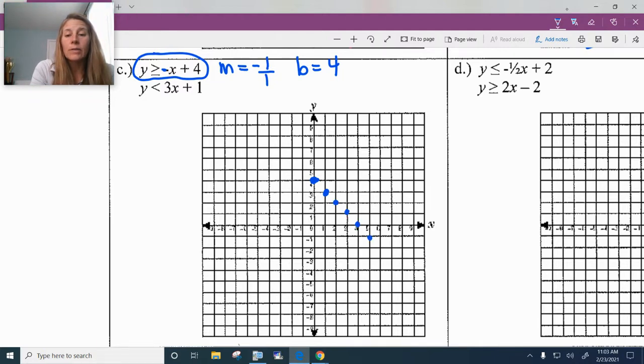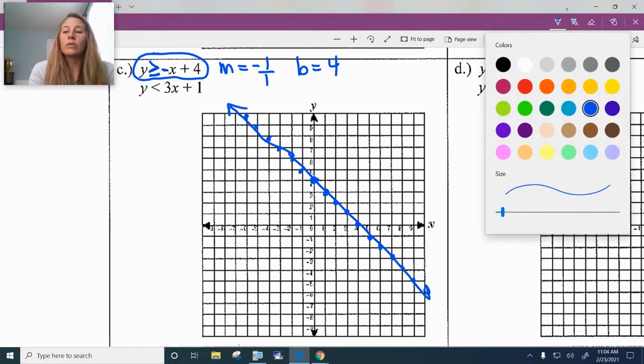Remember, if you have a negative slope, your line should be falling as you go left to right, going downward. So you can always do a visual check. Whenever you have a negative slope, you should be expecting a line that goes down. If you have a positive slope, it should be going up. This does have the equal to underneath my inequality sign, so I'm going to draw a solid line there. Sorry, I kind of had a little snag there.